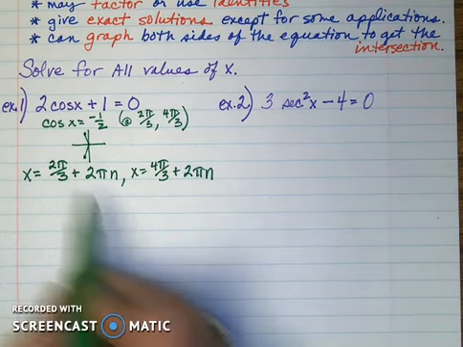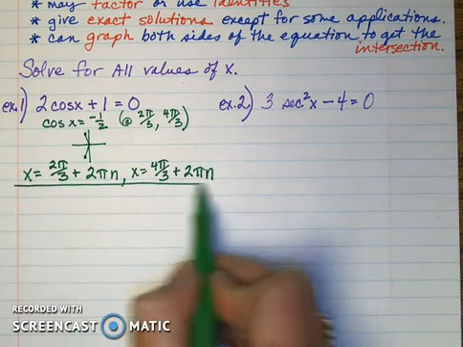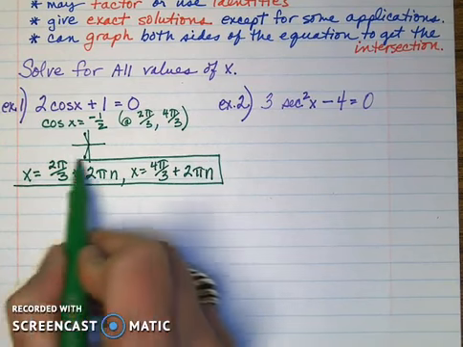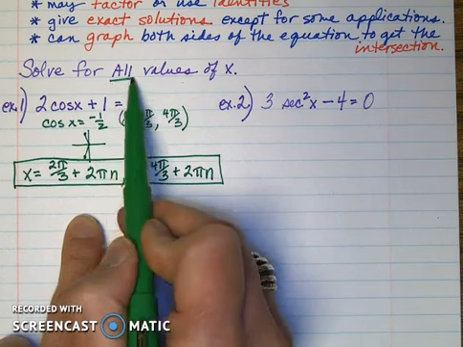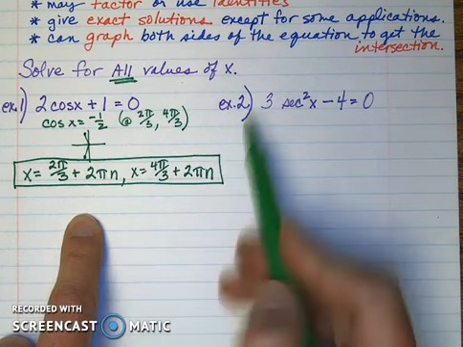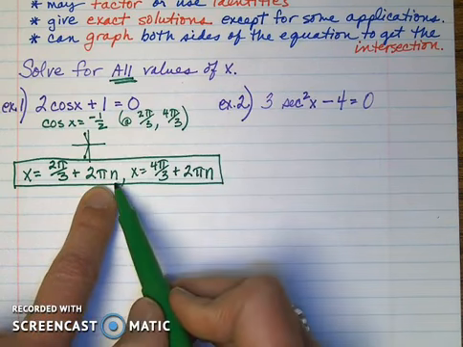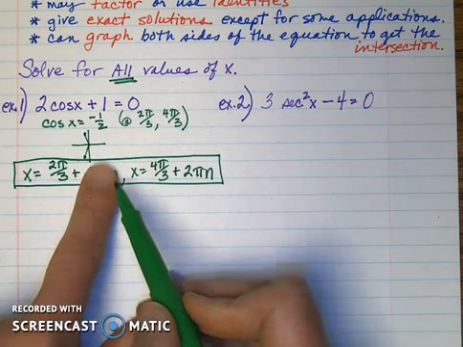So I have 2 equations for answers. Okay, this is again to get all the values of x, any x. So if I let n be 0, then I'm just at 2 pi over 3.